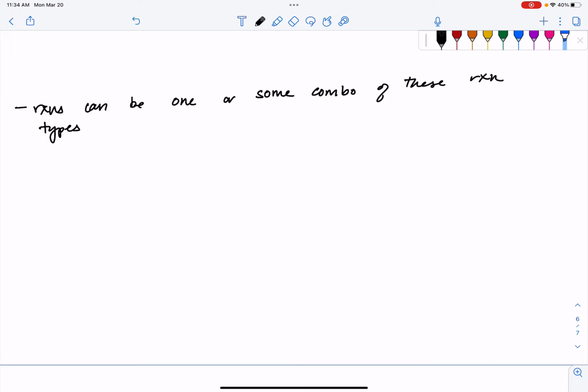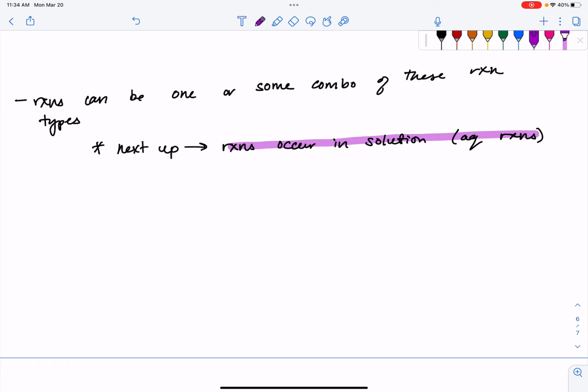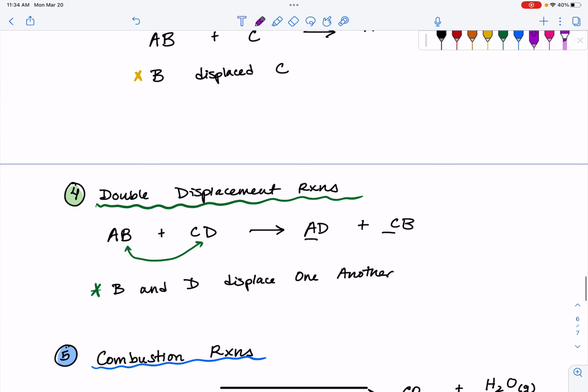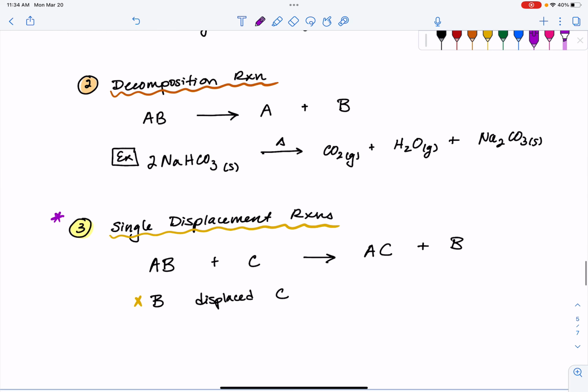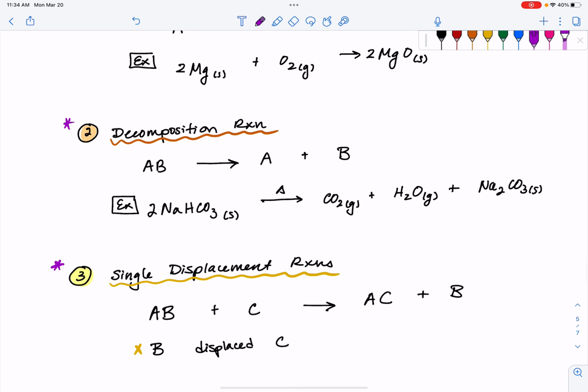But in general, we are going to look at reactions that might be one of these or a couple of these. And where we're headed next is we're going to look at reactions that occur in solution, or aqueous reactions. And all reactions that occur in solution that we're going to encounter in Chem 210 are going to be some type of double displacement or single displacement, and perhaps even involve some kind of decomposition.